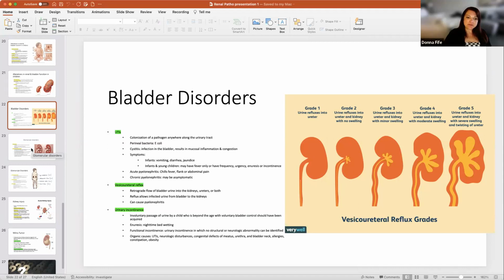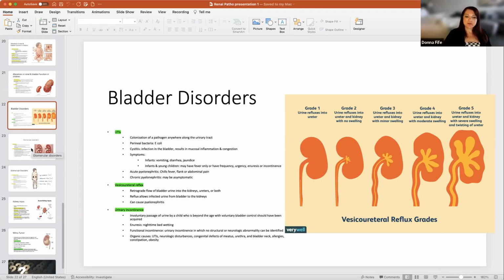Urinary incontinence. Involuntary passage of urine by a child who is beyond the age at which voluntary bladder control should have been acquired. Enuresis, this is nighttime bedwetting. Functional incontinence is urinary incontinence in which no structural or neurologic abnormality can be identified.